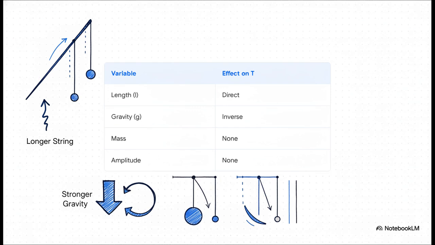But here is the real kicker. The mass of the bob, it has absolutely zero effect. Literally none. A heavy pendulum and a super light pendulum of the exact same length will swing at the exact same rate. And as long as your swing angle is relatively small, the amplitude doesn't change the time period either.